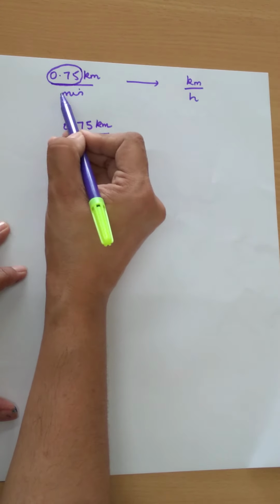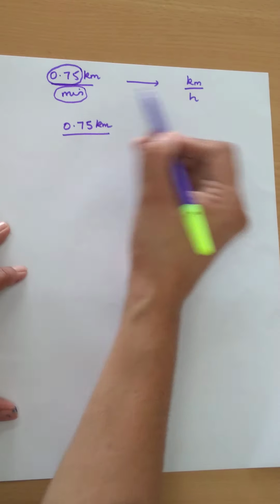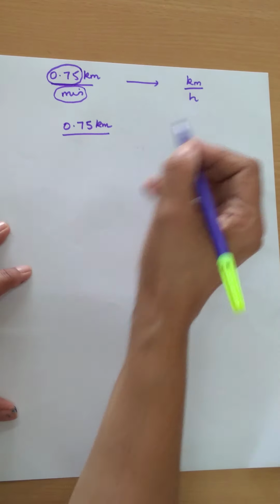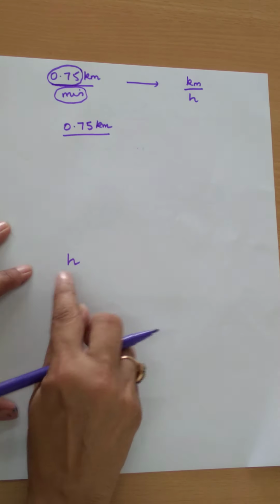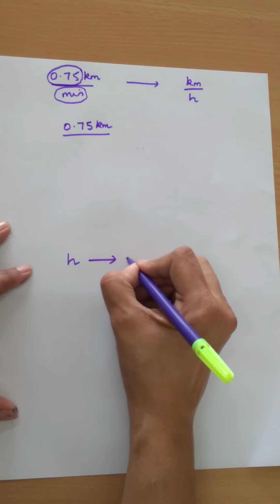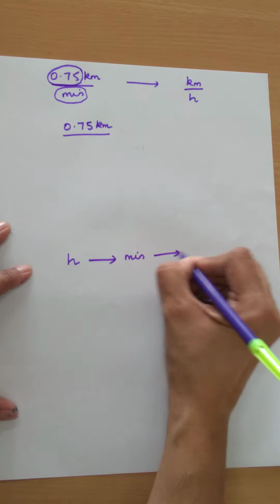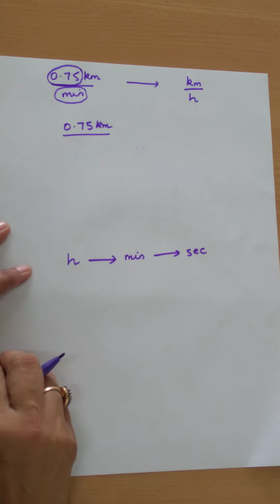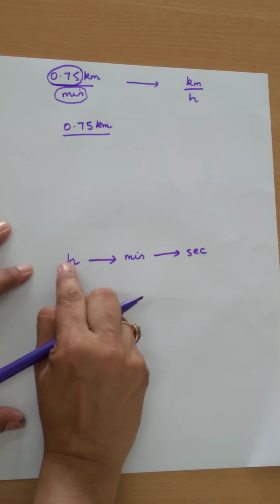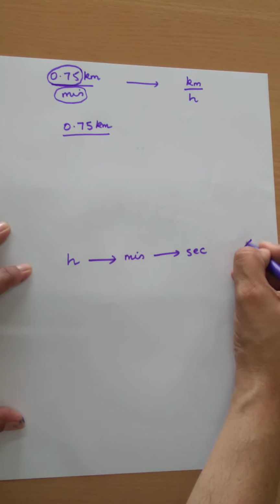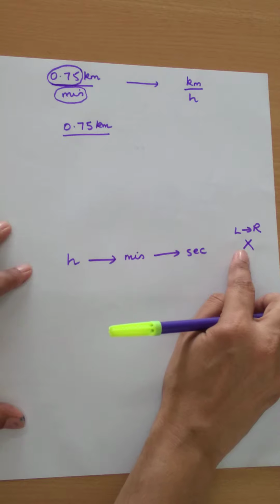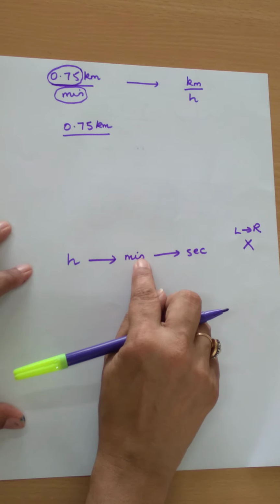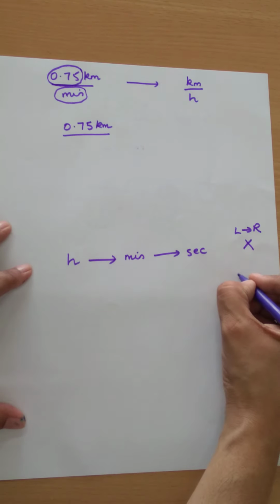Now you have to convert per minute, meaning 1 minute, to see how many hours it is. To convert, I'll show you a very easy method. The biggest unit of time is hours, smaller than that is minutes, and still smaller is seconds. When you move from left to right, you have to multiply. And from right, when you move to left, you have to divide.